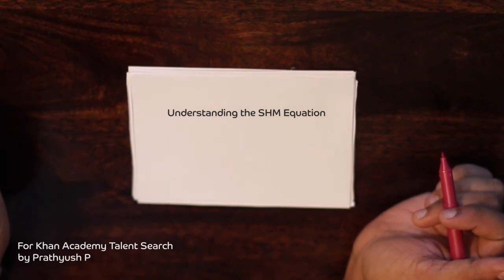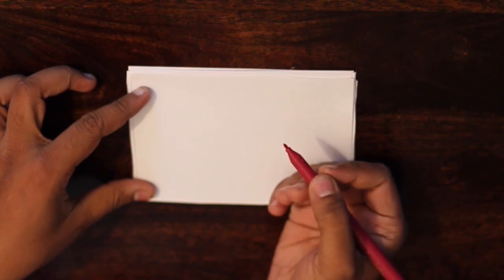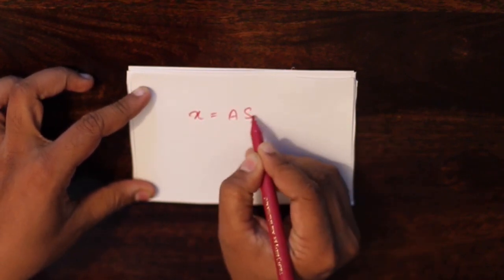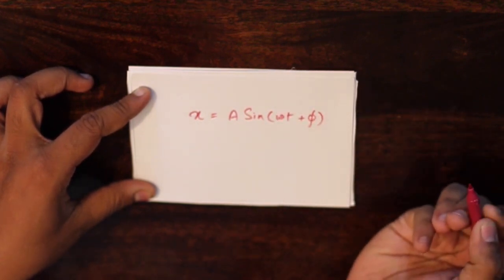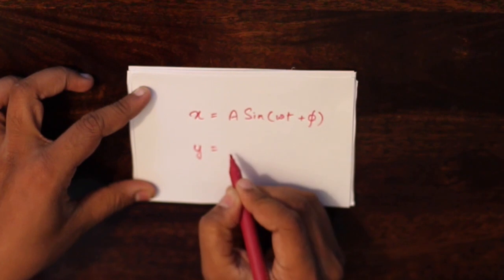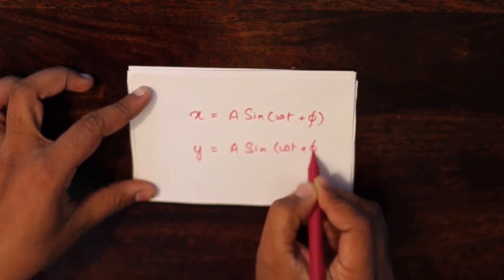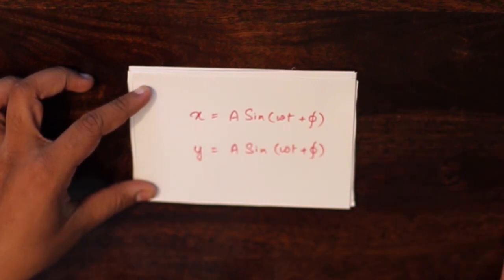Hi, in this video we're trying to get an idea of what the SHM equation is like. Simply put, the SHM equation may be represented in this way, where x is equal to A sin(ωt + φ), or if it's vertical you could write the same thing for y, where y is equal to A sin(ωt + φ). But what does this equation represent?